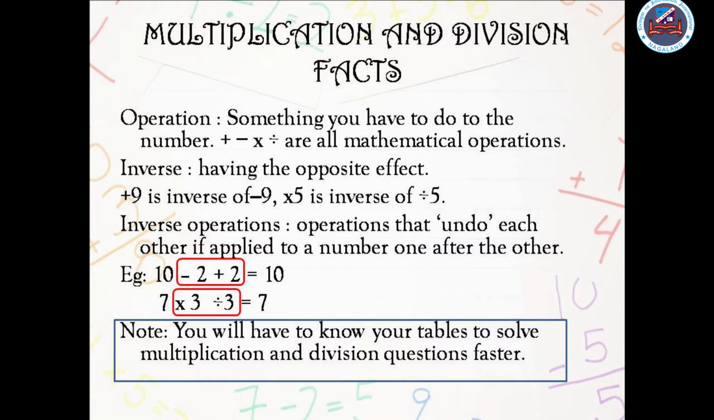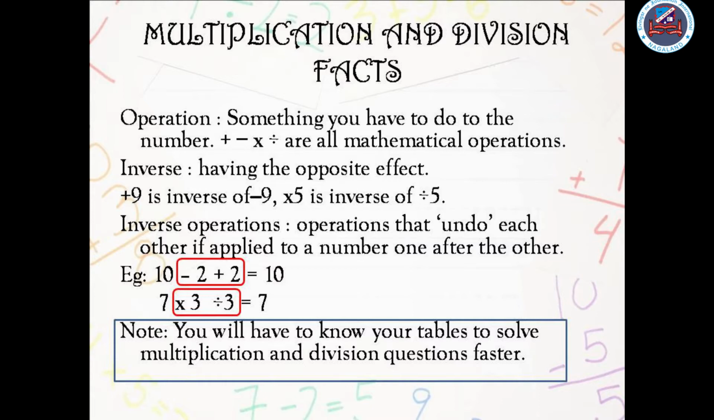Inverse. Having the opposite effect. Now plus 9 is inverse of minus 9. Multiplied by 5 is the inverse of divide by 5. Inverse operations. Operations that undo each other if applied to a number one after the other.